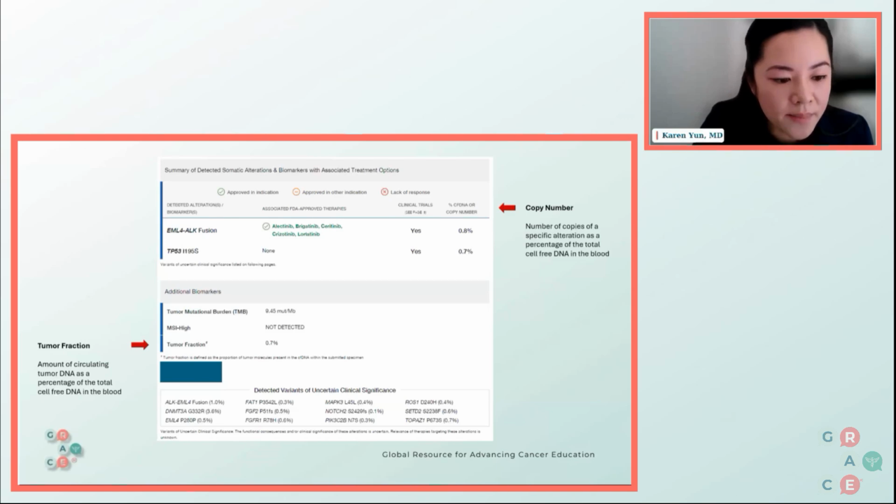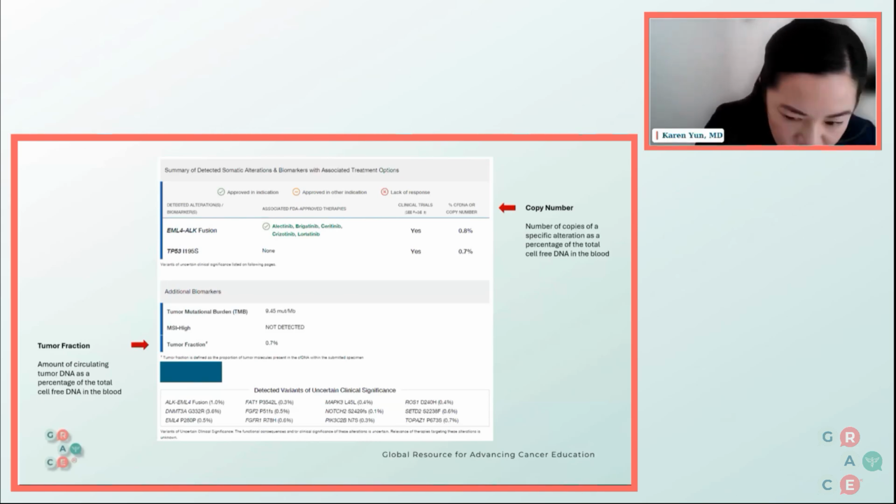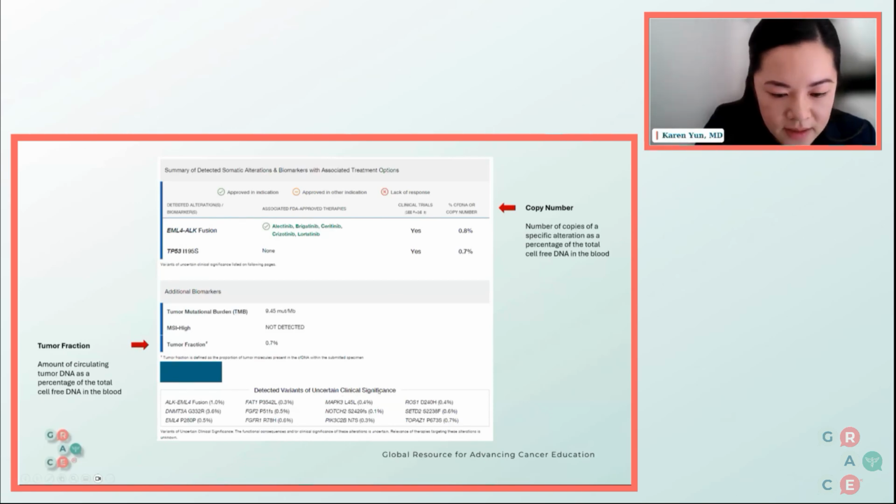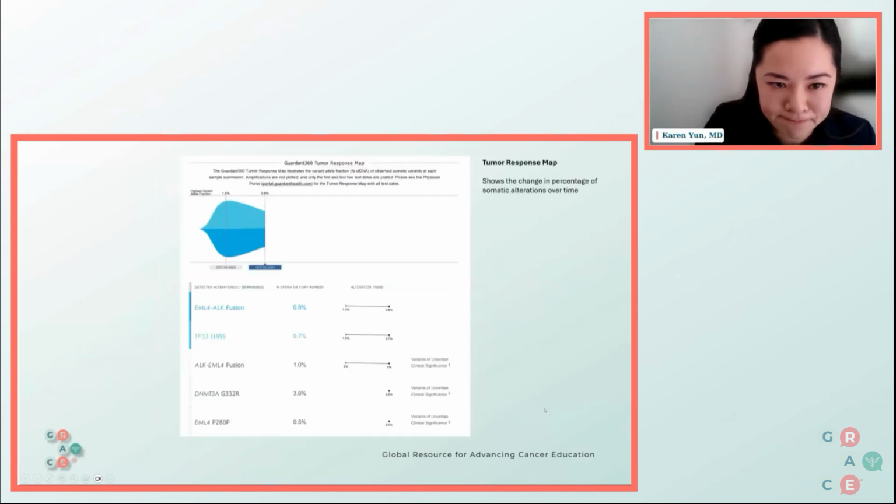Here you can see that in the blood biopsy, they mention a tumor fraction, which is basically the amount of circulating tumor DNA as a percentage of the total DNA in the blood. And very similar to the tissue biopsy report, here in the bottom of the page, we can see that in the blood, we find other alterations, but we may not know what their clinical significance is. So here on the bottom of the report, they're mentioning a list of those mutations that fall under that category.